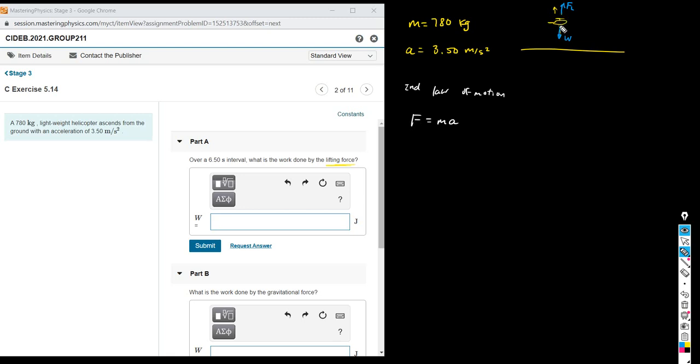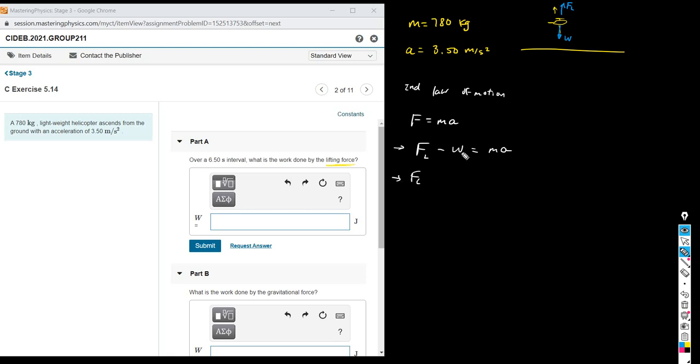Now in here, how many forces do we have acting on the helicopter? Like I said, we have two, lifting force and weight, and therefore we can replace this F, the sum of forces, with these two. The lifting force minus the weight equals mass times acceleration. Why did I put the weight as a negative quantity? The reason, guys, is that forces sum like vectors, and the ones pointing downwards should be taken as negative.